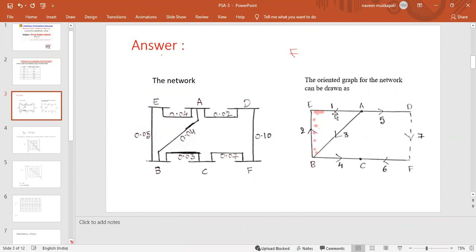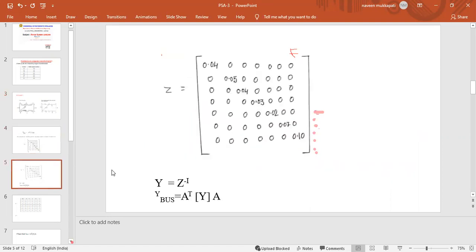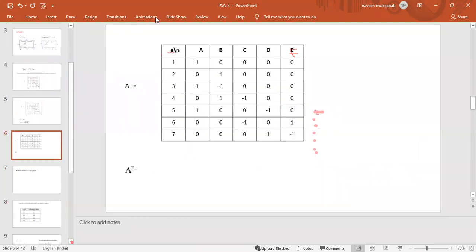First, element 1. Element 1 is between node A and node E. In the table there is no E node, only A. Element 1 is away from node A, so it is taken as +1, and it is not incident to B, C, D, F, so those are represented as 0, 0, 0, 0.